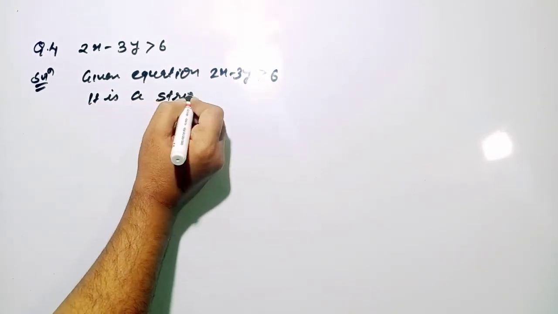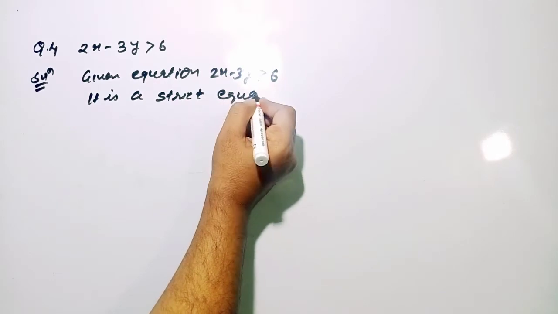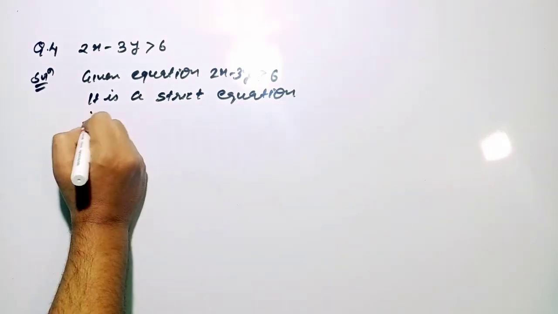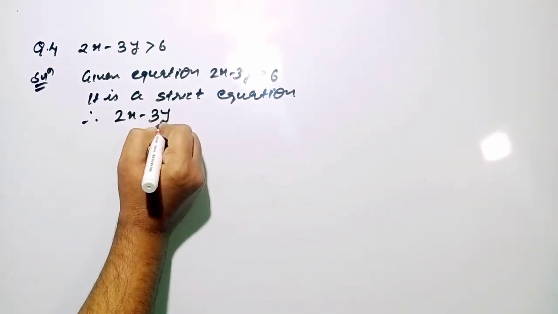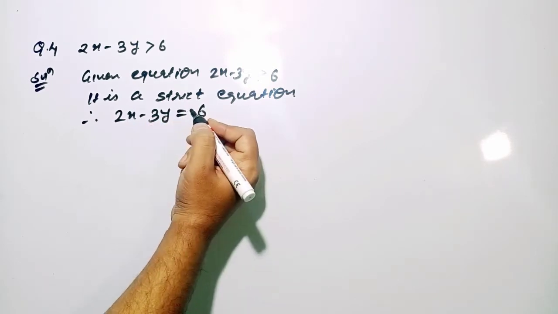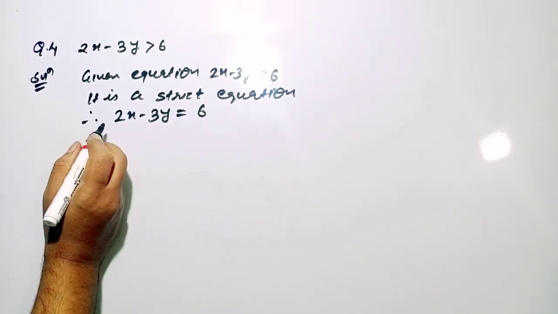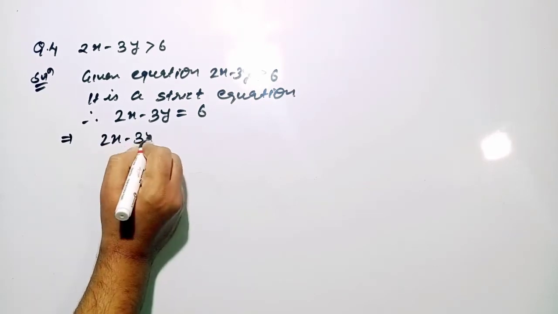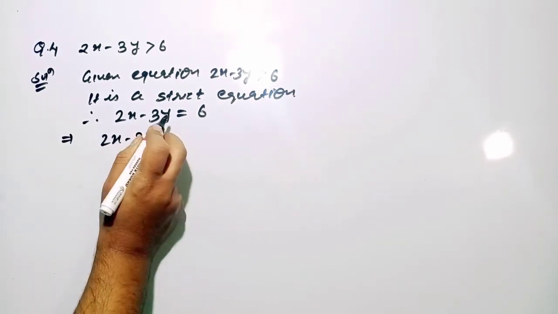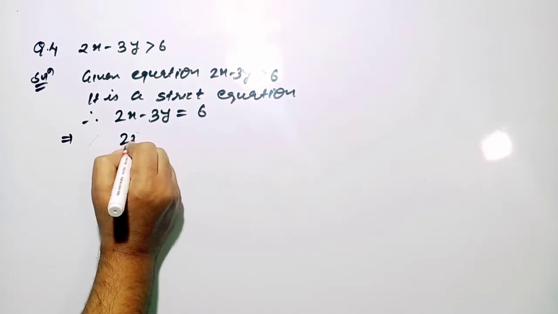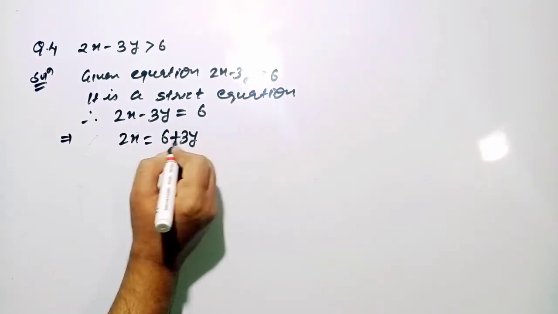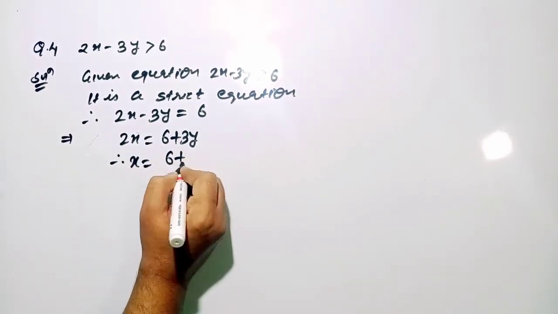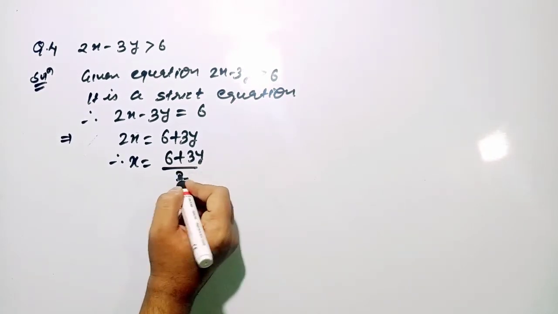So we will consider this inequality sign as an equality sign. So 2x minus 3y is equal to 6. Now 2x is equal to 6 plus 3y. So x is equal to (6 plus 3y) divided by 2.